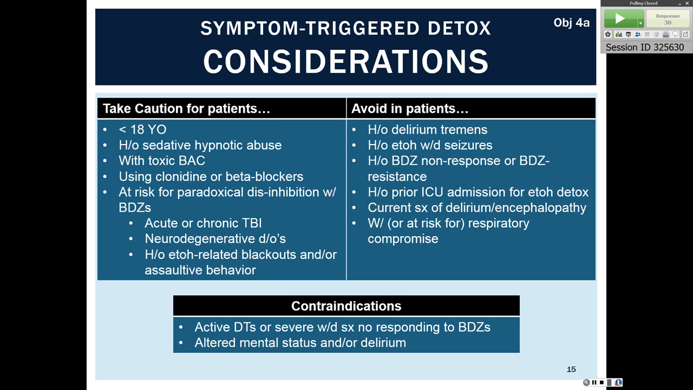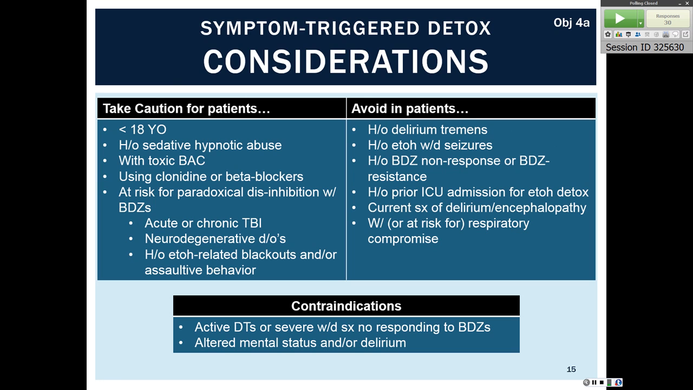People who are using clonidine or beta blockers, because that's going to be affecting their autonomic function. People at risk for paradoxical disinhibition with benzos. We tend to see this more in people who might have an acute or chronic traumatic brain injury, people with neurodegenerative disorders, or people with a history of alcohol-related blackouts and or assaultive behavior. You really want to avoid it, but maybe it's not totally contraindicated in these patients, but it's really not recommended. Patients with a history of severe alcohol withdrawal.